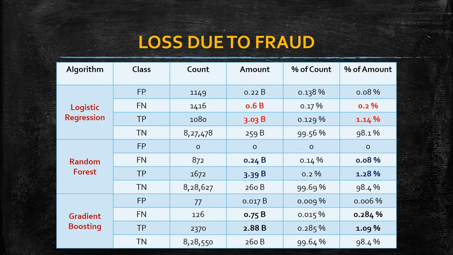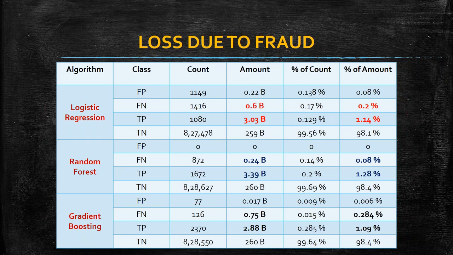Okay. Without considering the XGBoost, if I just compare these three, here we can see the number of false negatives and false positives are both more, and the amount of transactions accounted for in FN and FP is 0.6 billion. Here it is 0.22 billion. True positives is the amount that you are saving by predicting it as fraud. Random forest showed a better result than logistic regression. See 0.24 and 3.39. This much you are saving. False negatives, this much you are losing.